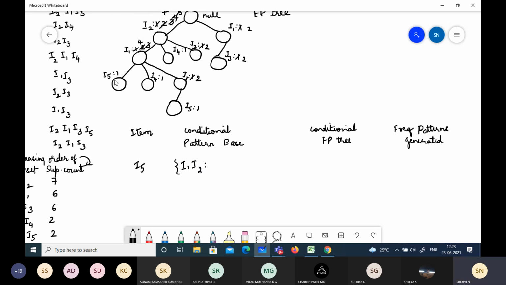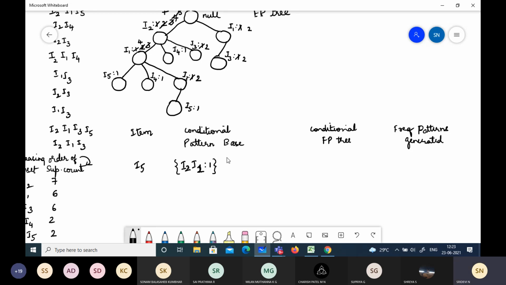What is the support count of I5 here? 1. That I'm noting down here. Clear? To reach I5, I2, I1, and then I reached I5, and the support count of that I'll record and the path I've taken. So it is I2, sorry, I2 and then I1.